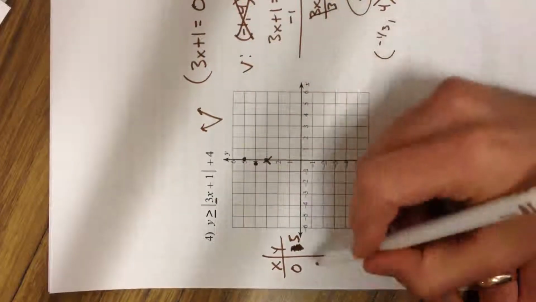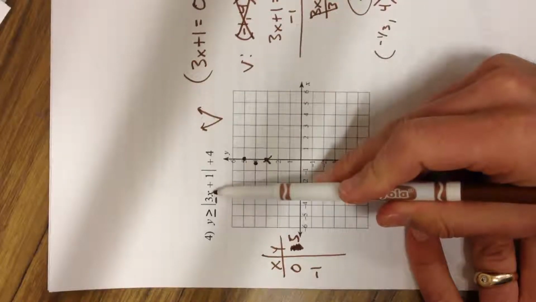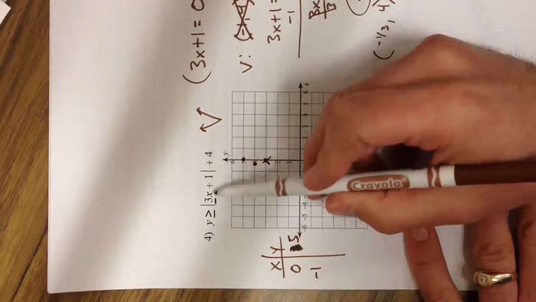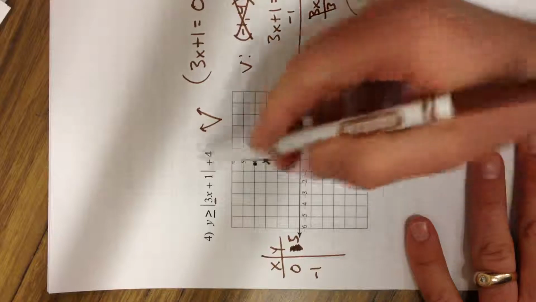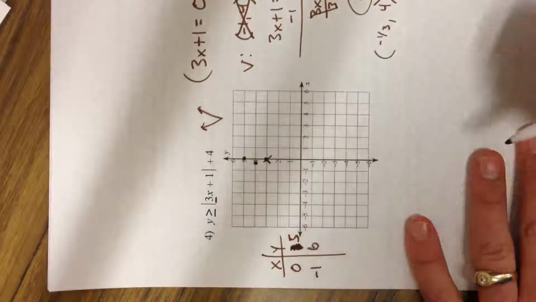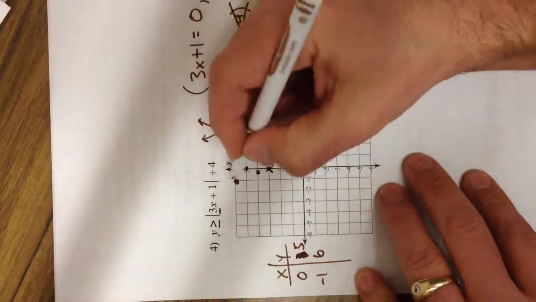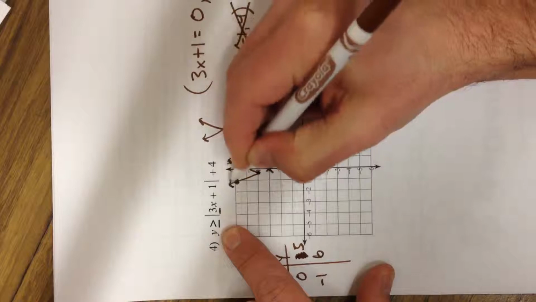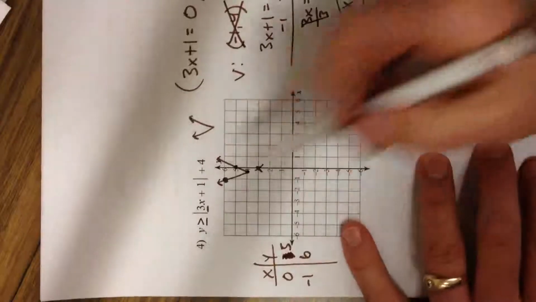All right, when I plug in negative 1, negative 1 times 3 is negative 3, plus 1 is negative 2. So the absolute value of negative 2 is 2. 2 plus 4 is 6. So when I plug in negative 1, I get 6. So this one barely fits on the graph. It's going to be solid. So that's the only little part of this graph that I have, since it's moved up so far.